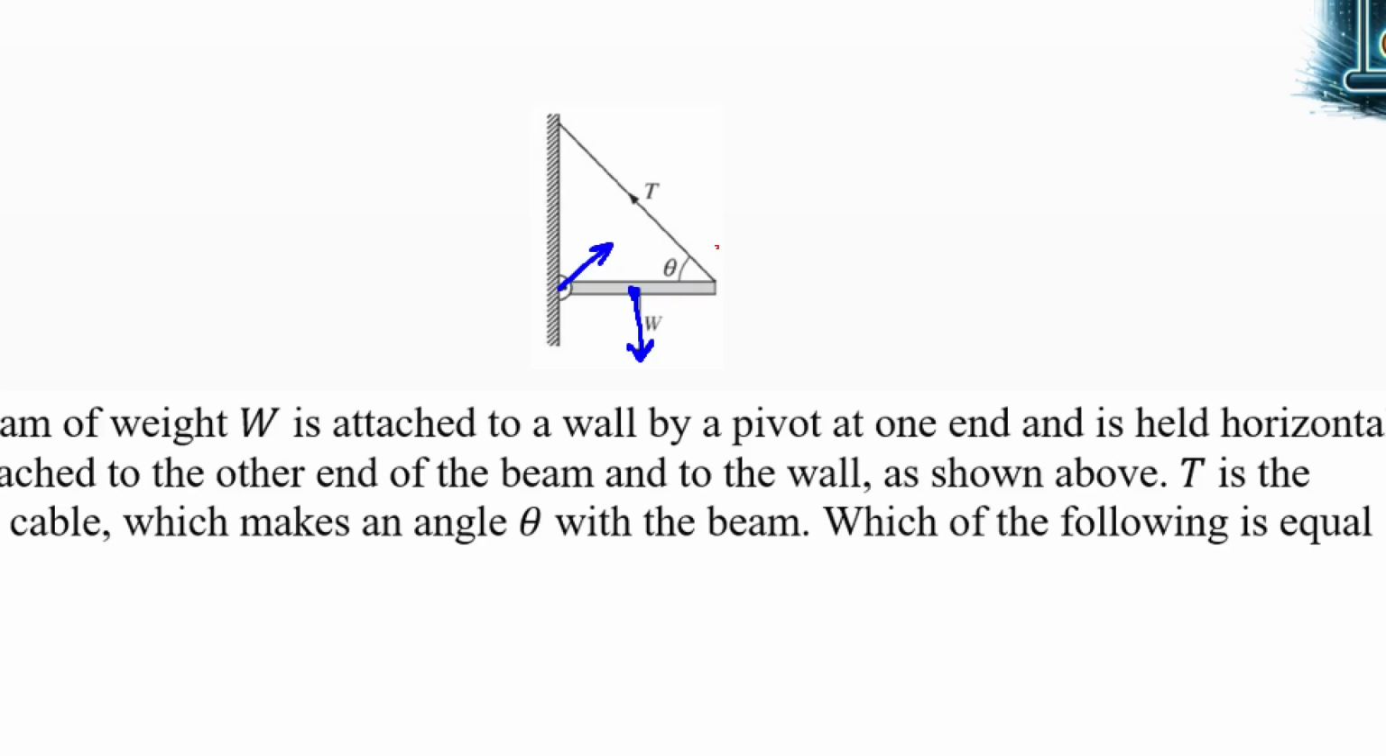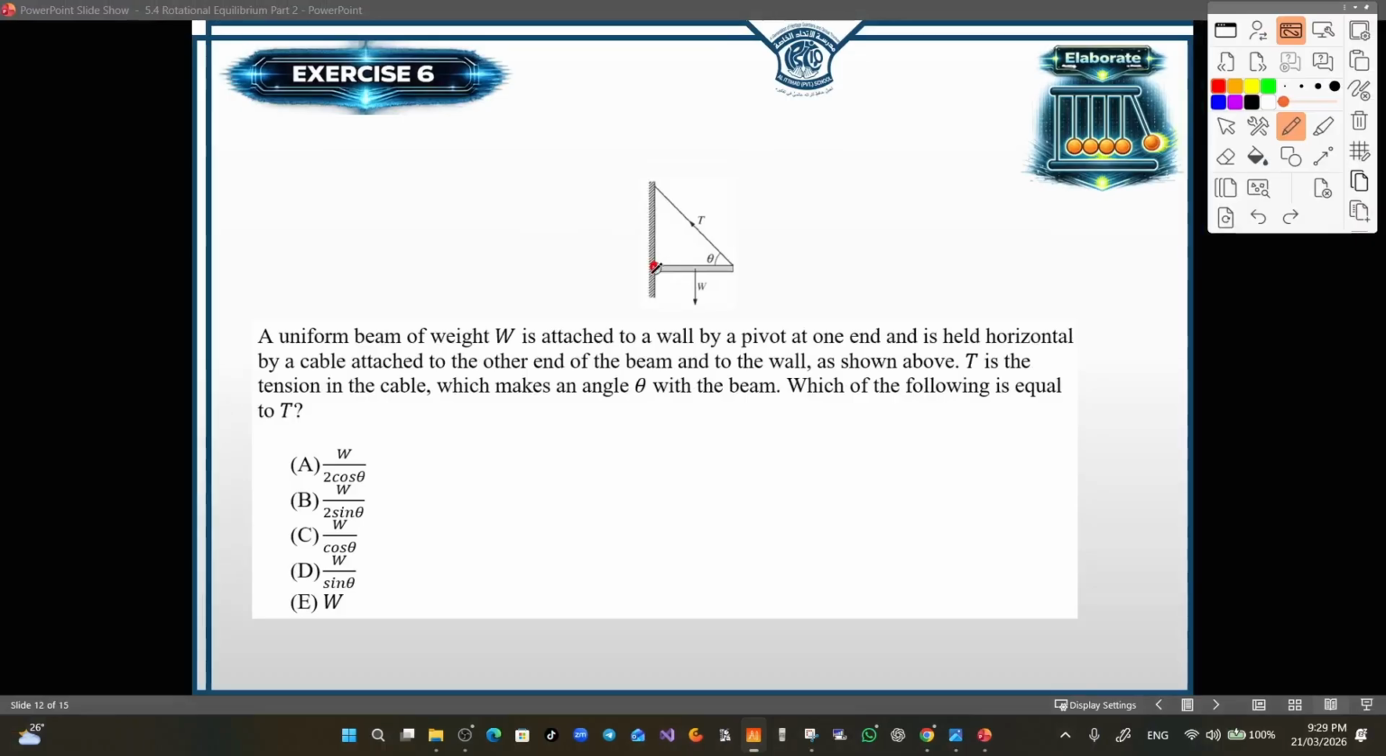We don't know the direction of this reaction. It's not perpendicular. This is not a normal push. So we can draw it in a random way. But since the pivot point is here, the torque due to this force will be cancelled, because the line of action of this force is passing through the pivot.